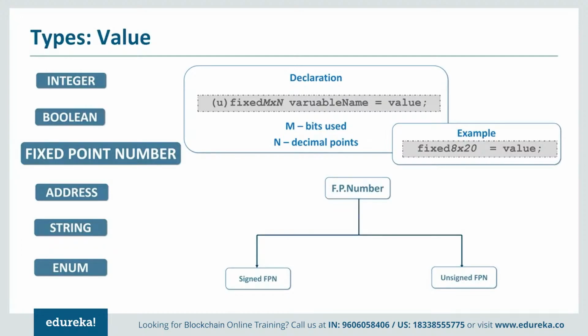Signed and unsigned fixed point numbers are of various sizes. The keyword uFixed followed by m cross n, where m represents the number of bits taken by the type and n represents the number of decimal points that are available. It's really important to note that m must be divisible by 8 and goes from 8 to 256 bits, while n must be between 0 and 80, inclusive of both 0 and 80. Unsigned fixed integers and fixed integers are aliases of uFixed 128 cross 18 and fixed 128 cross 18 respectively.